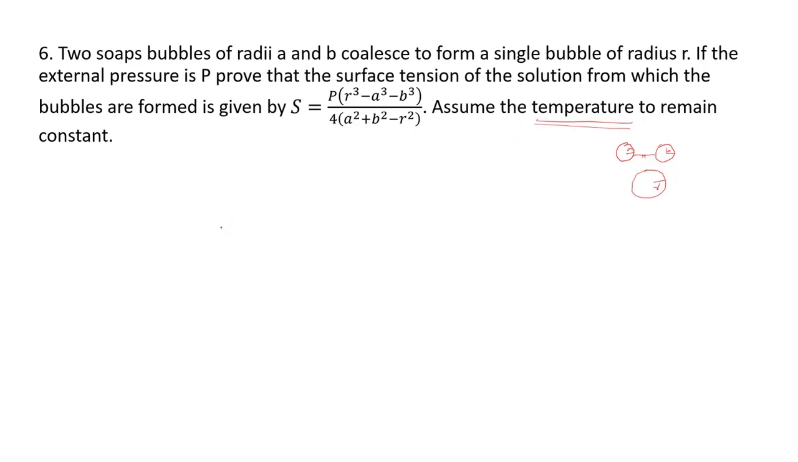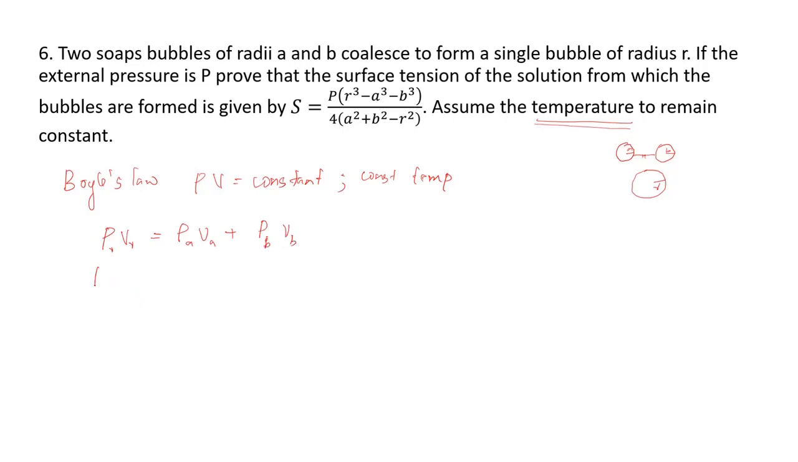So we have a law known as Boyle's law. This is from thermodynamics. That is, PV is a constant at a constant temperature. That is, pressure into volume is a constant. Therefore, pressure into volume of the final bubble, PR into VR, will be equal to pressure into volume of the initial bubbles.